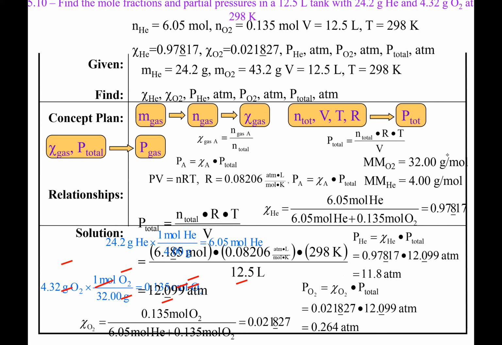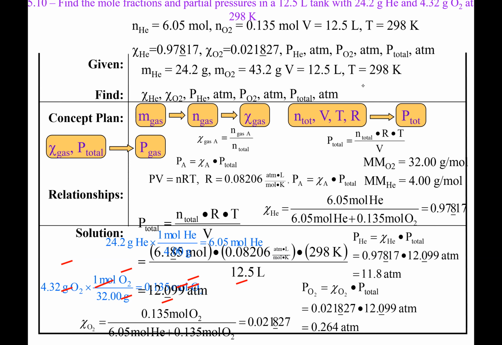In the next example, we want to find the mole fraction and the partial pressure for a mixture of three different gases. We have helium, oxygen, and I think there's another one. To find the mole fraction, it is the moles of gas A divided by the total number of moles. And if we have the total number of moles, we can find the total pressure.